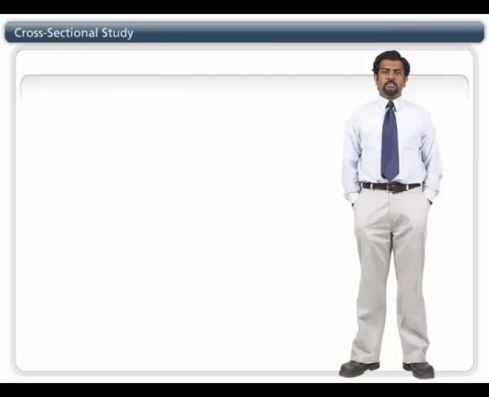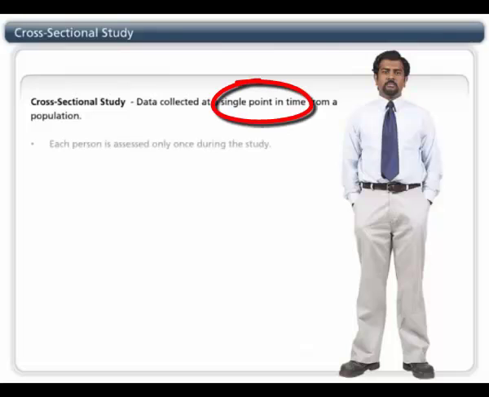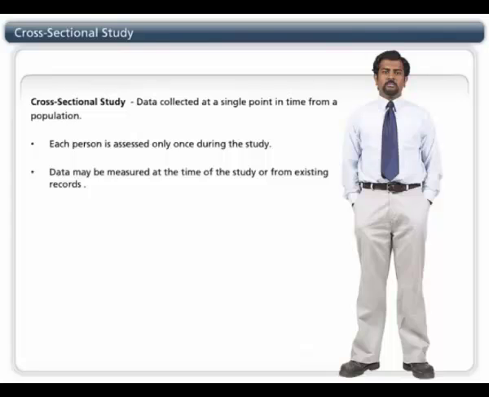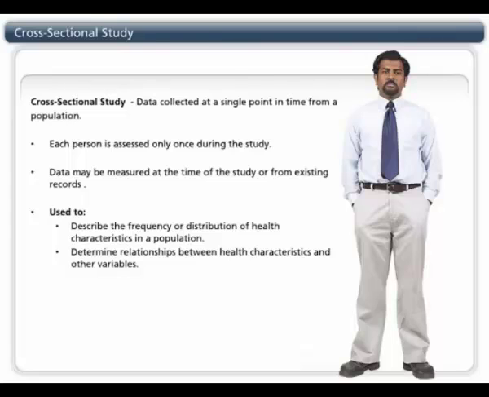In a cross-sectional design, data is collected at one point in time, and each person is assessed only once. The information gathered can include disease outcomes, risk factors, demographics, and a variety of other information types. It is used for describing the frequency of health characteristics in a population, as well as determining relationships between characteristics and other variables. Conceptually, you can think of it like a snapshot study. It can be compared to a still photograph because it describes particular groups of people at a single hypothetical point in time.